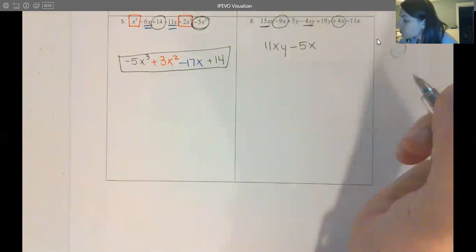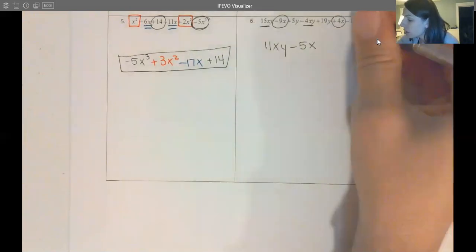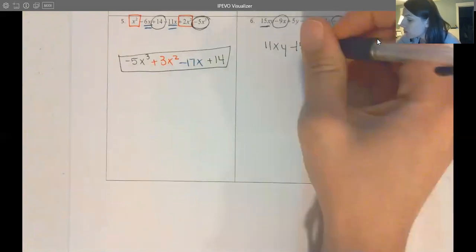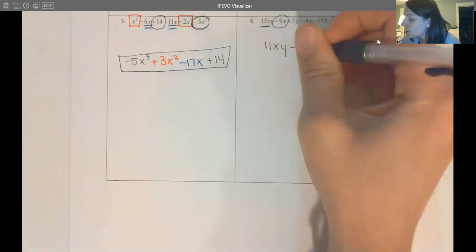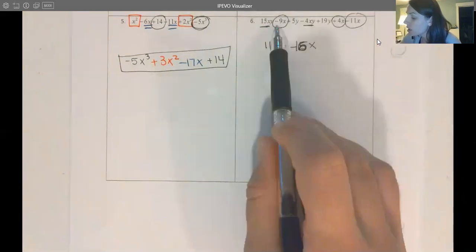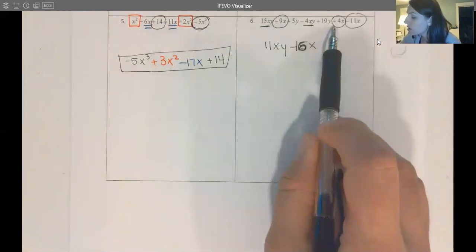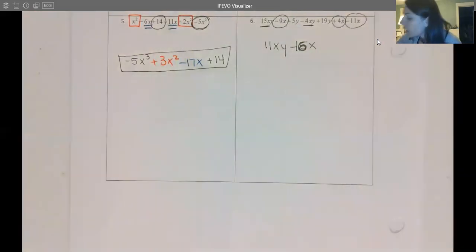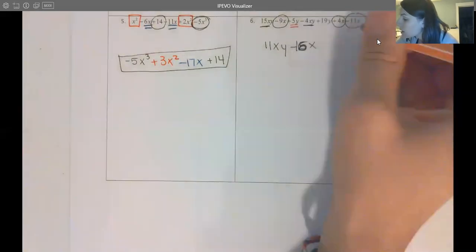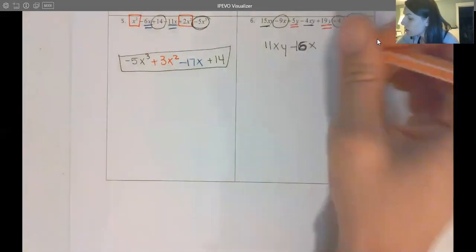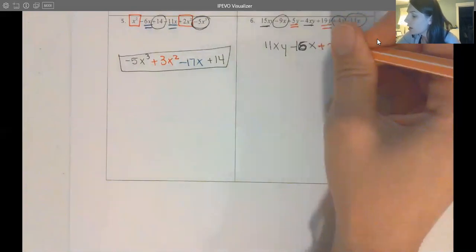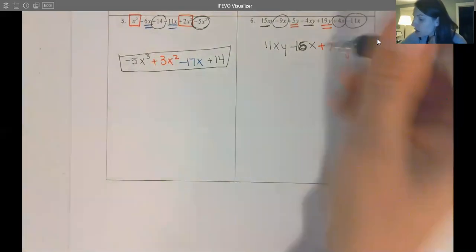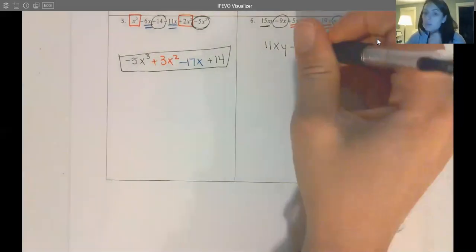Oh, I missed one. And this -11x is going to give me -16x altogether. Let's double check ourselves here. So -9 plus 4 is going to give me -5 minus 11. Good. So I have -16x. And then I have 5y and 19y. So I have 24y altogether. Okay, so I just went through and combined my like terms. That 6 is really ugly.